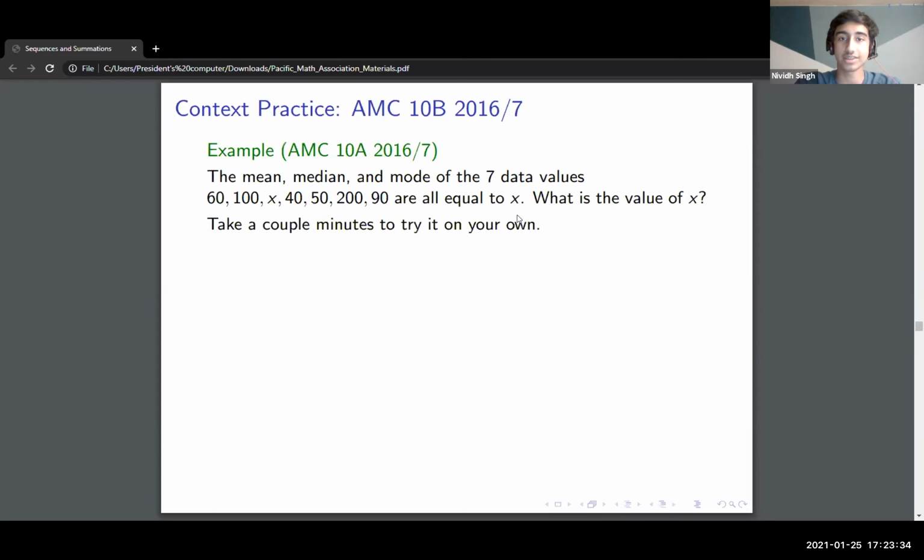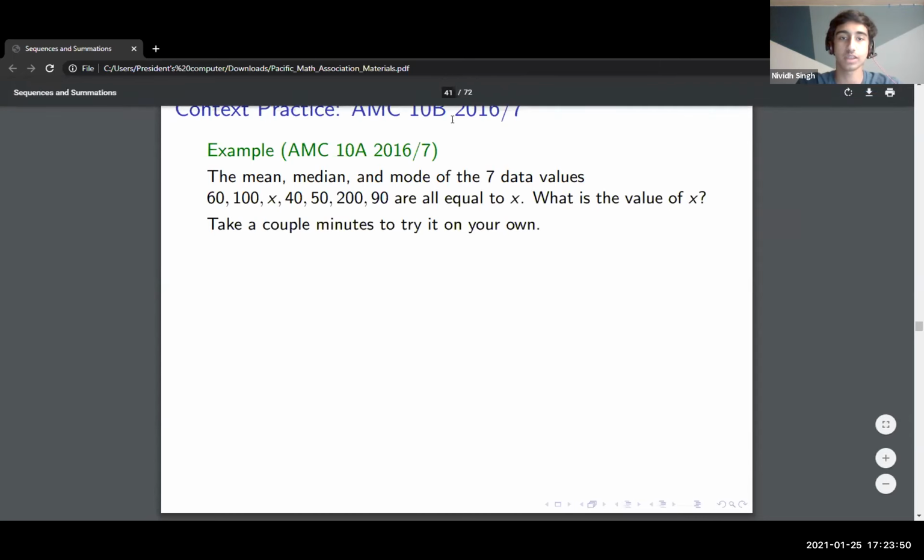All right, sounds good. So the mean, median, and mode of the 7 data values 60, 100, x, 40, 50, 200, 9 are all equal to x. What is the value of x? So why doesn't everybody take a couple minutes and try it on their own?